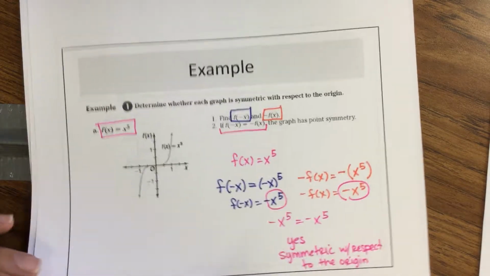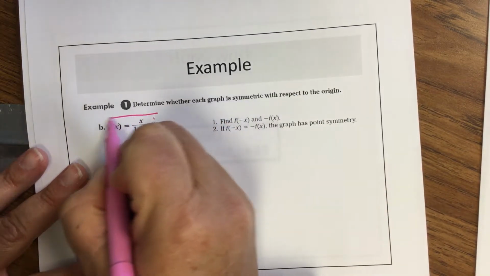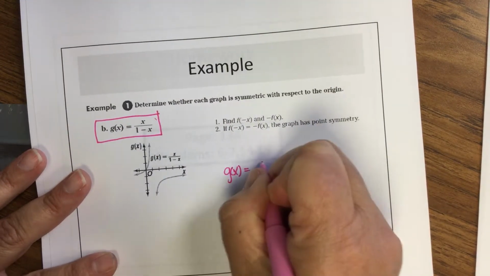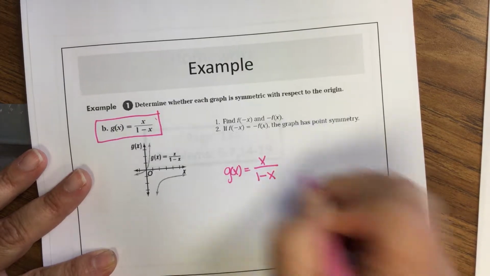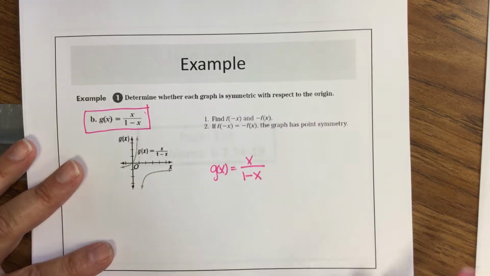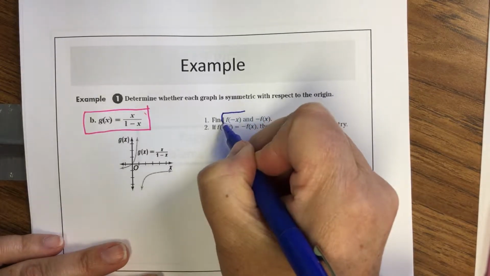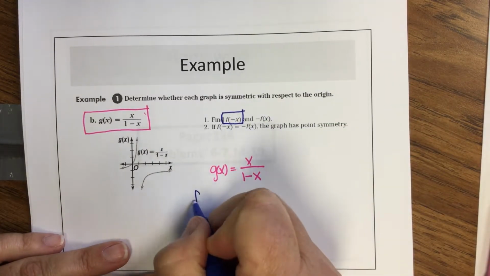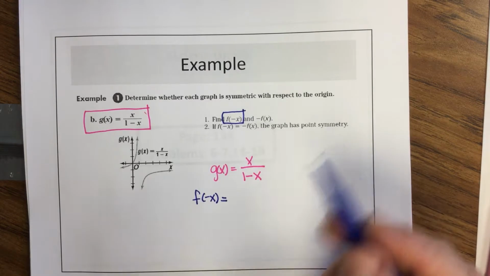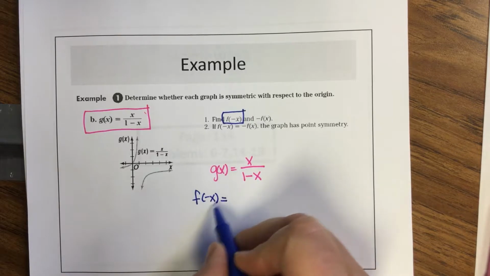Okay, let's look at another example. Here is our given function: g of x equals x over 1 minus x. Again, they just want to know if this is symmetric with respect to the origin. So the very first thing we're going to do is find f of negative x. Every time I see an x in this original function, I'm going to replace it with negative x.